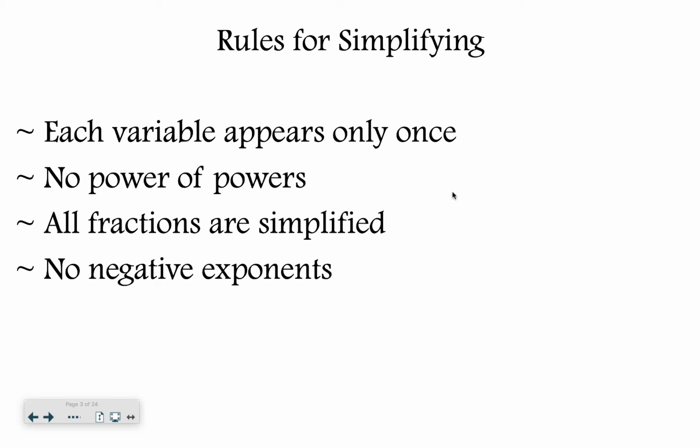All fractions must be simplified. So if I have something that looks like this, it needs to become this. 4 over 6 would have to be simplified to 2 over 3, and 15 over 10 would have to be simplified to 3 over 2. And last but not least, you cannot have anything with a negative exponent. They must be positive exponents. So now that we have those 4 rules for simplifying, let's move on.